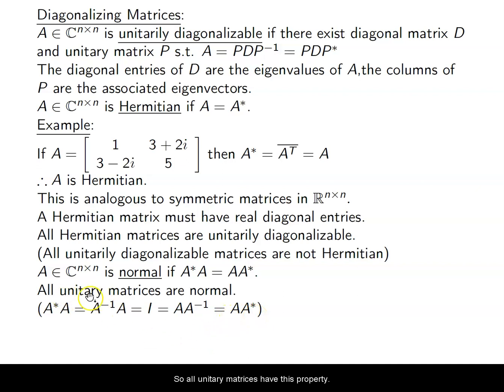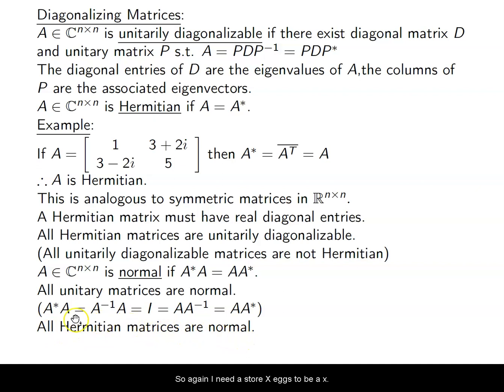So all unitary matrices have this property to be considered normal. So all unitary matrices are normal. That's a small direct proof right there to show that this is a true statement. Okay. All Hermitian matrices are normal.